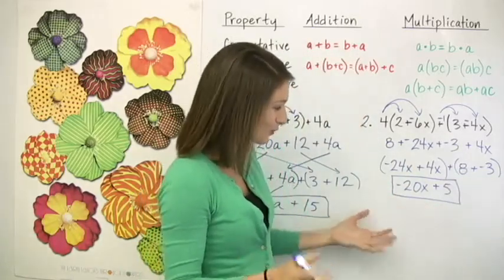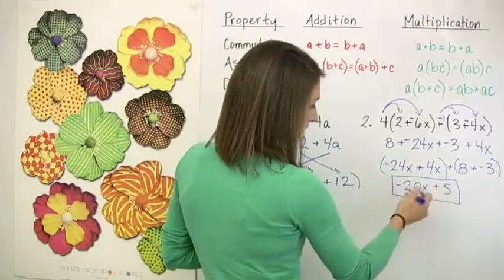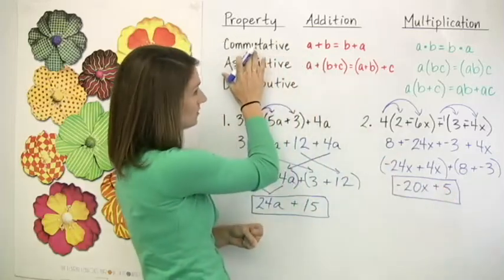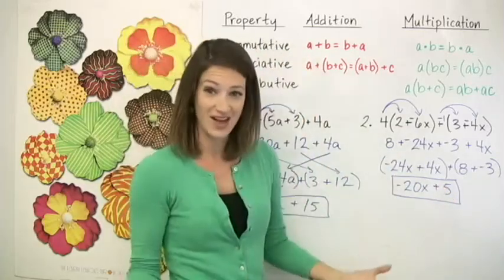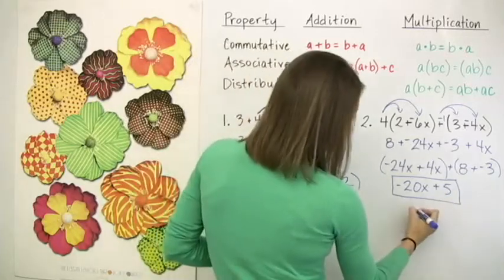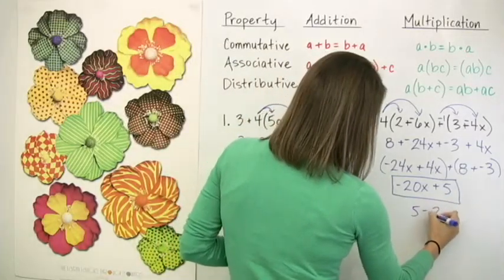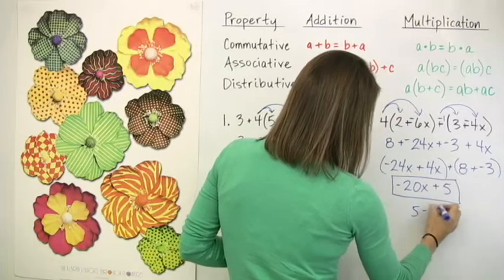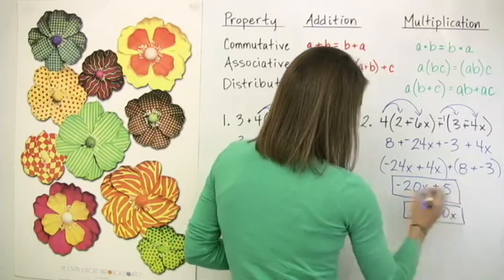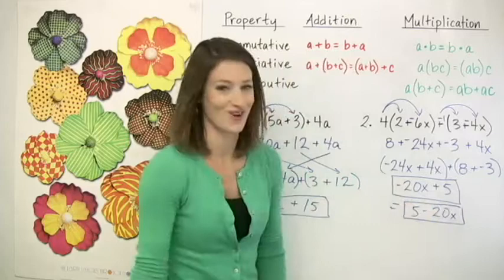It's also so important to note that you could rearrange these terms according to our commutative property for addition and still have the correct answer. So we could write 5 minus 20x, and these two expressions are equal.